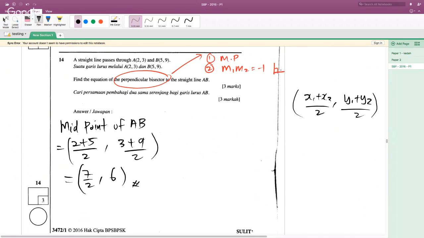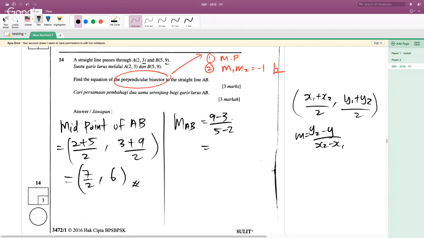But then I want the perpendicular gradient. So first thing is I will need to find the gradient of AB. Okay, gradient of AB, the gradient formula is y2 minus y1 over x2 minus x1. This is to find the gradient. All right, so I will use y2 minus y1. So 9 minus 3 over 5 minus 2. 9 minus 3 is 6, 5 minus 2 is 3, 6 over 3, which is 2.